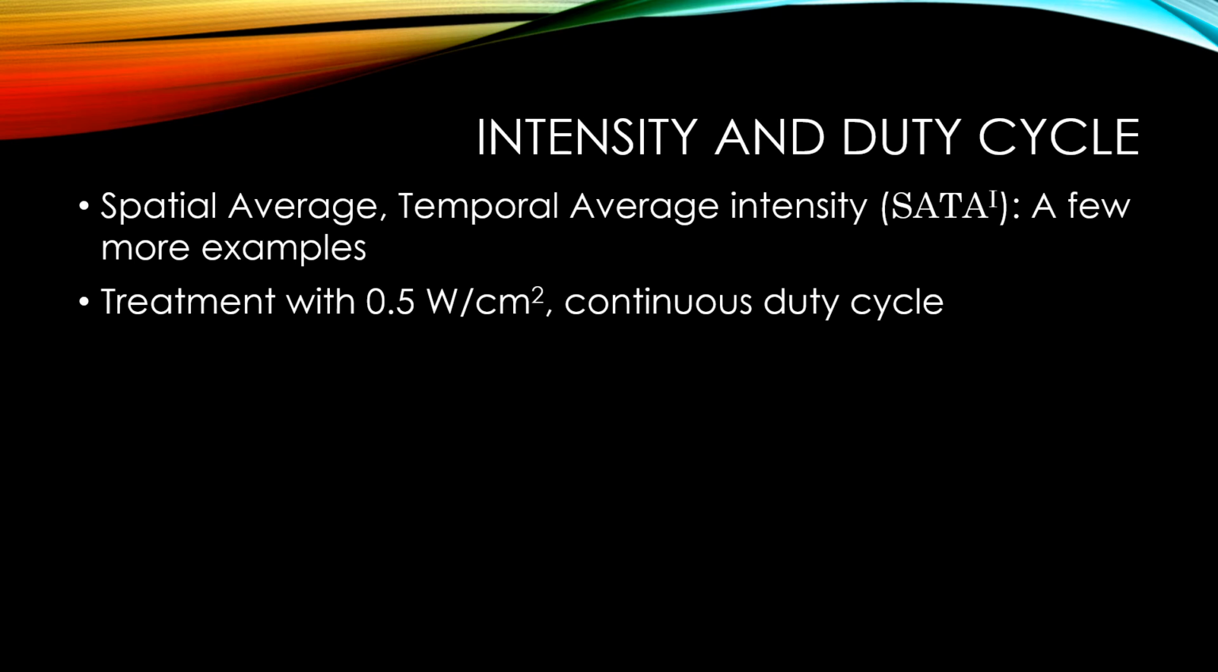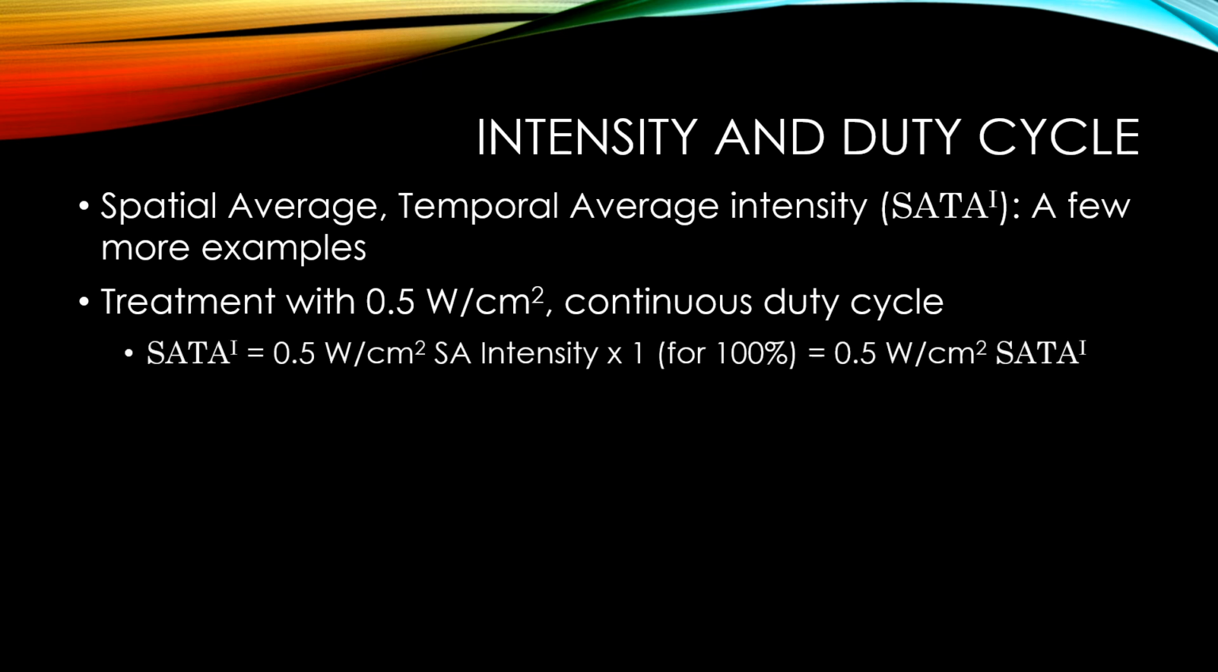Let's look at a few more examples to really understand this relationship between intensity and duty cycle. To calculate the spatial average temporal average intensity, or SATA intensity, you're going to multiply your spatial average intensity by the duty cycle. In this first example, we have a spatial average intensity of 0.5 watts per square centimeter with a continuous duty cycle, which means the ultrasound is on all the time. If you do the math there, you'll come up with a spatial average temporal average intensity of 0.5 watts per square centimeter. Notice that the unit for spatial average intensity and the unit for spatial average temporal average intensity is the same.